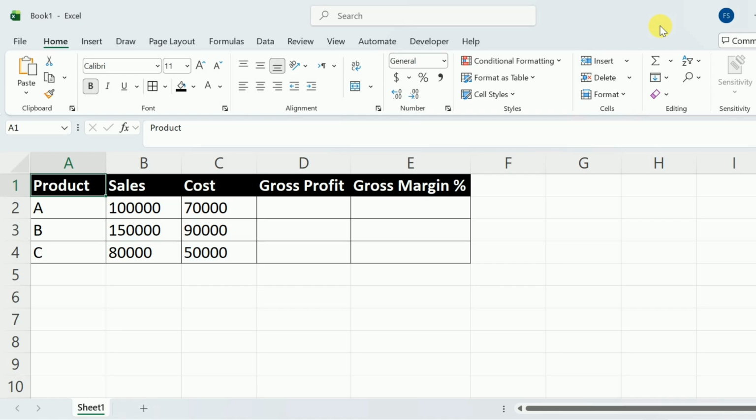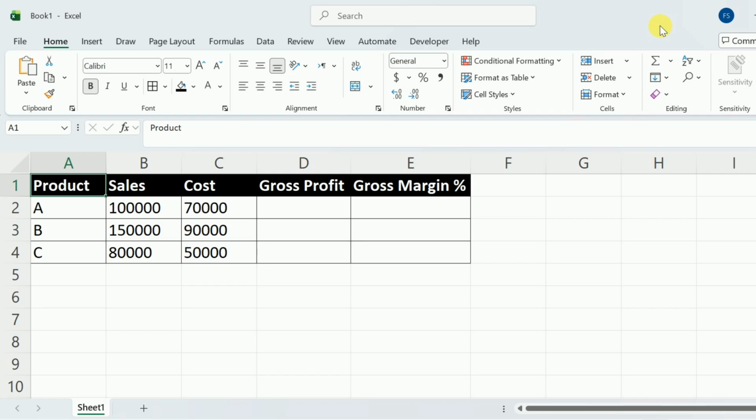We will use a real business example, understand what the percentage means, and also discuss the difference between gross margin and markup, because many people confuse these two terms. Let's begin. Here I have a simple business dataset.